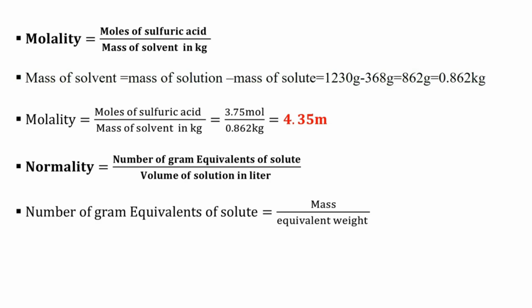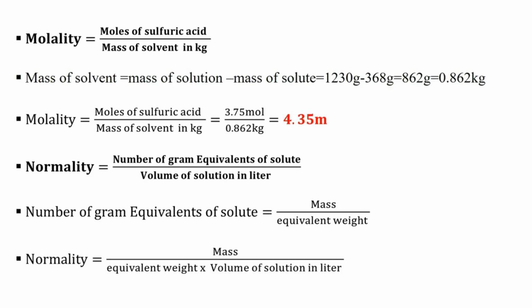Let's see now what the number of gram equivalent of solid is. This number of gram equivalent of solid is equal to the mass divided by the equivalent weight. So you take the mass that was given and divide it by the equivalent weight to get the number of gram equivalent of solid. If we replace this into the formula for normality, we see that the normality is equal to the mass divided by the equivalent weight times the volume of solution in liter.